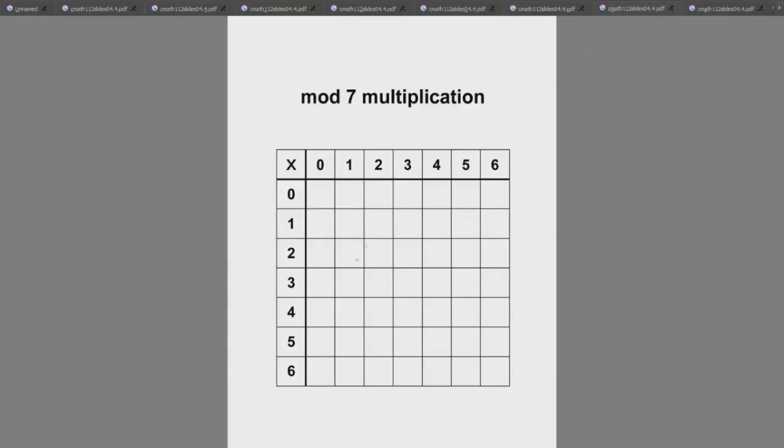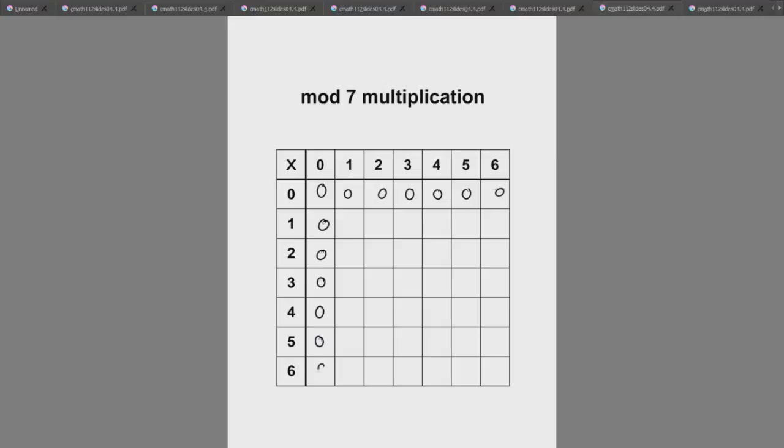But the multiplication table, I just want to do a few of these. I'm not going to do the whole thing, and then I'll show you the answer. So when I tell you, you can pause and fill in the whole thing if you want to. So, of course, these are going to be all zeros, right? 0 times anything is 0.